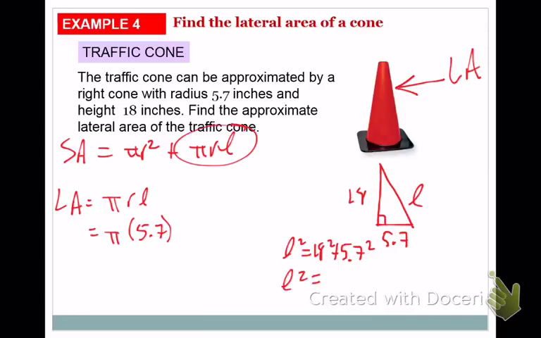So 18 squared being 324, 5.7 squared being 32.49, and then we're going to add those and take the square root, and we get 18.9. So the slant height, L, ends up being 18.9.